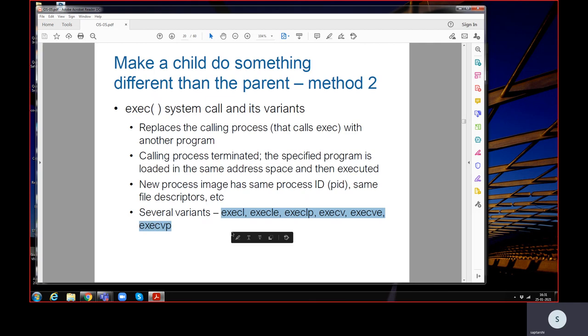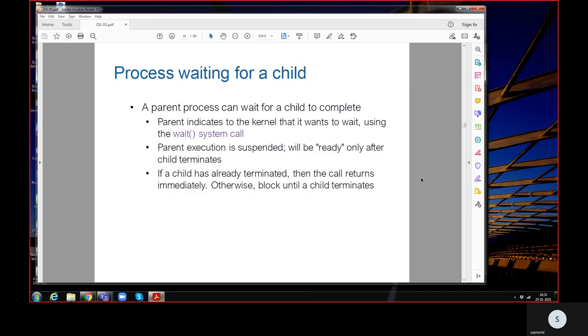So there are these several variants of exec. They all have the same functionality, as in they replace the address space of the calling process with some other program. So that part is the same, but there are some differences in what the different variants of exec take as arguments. So please study them. Now let me just describe these calls. We will study a complete example which will make it clear what we are talking about.